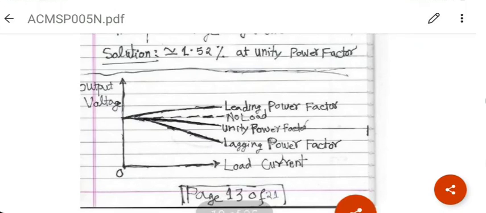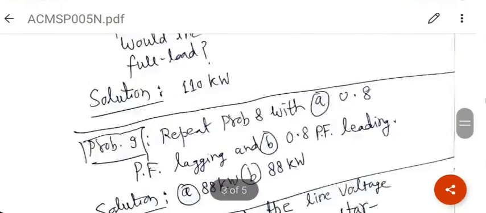So we have a horizontal line. At unity power factor, the output voltage drops, but not that much compared to no load voltage. But at lagging power factor, it drops significantly at full load. So if you keep this diagram in mind, you should be able to answer the question that is being asked there.